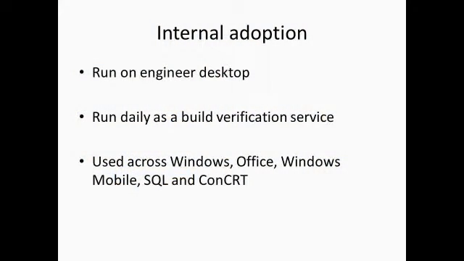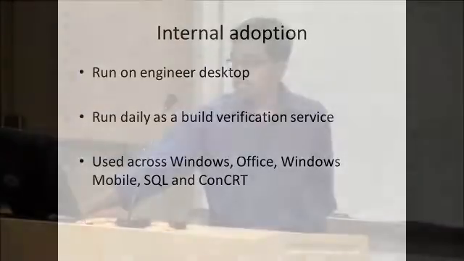Next, about internal adoption in Windows. So today we run these tools on the engineered desktop. So every developer that writes code and compiles would have EspC running in the background process. And all these concurrency warnings would show up on the desktop. This way we are fixing thousands of warnings even before they are getting into the code base. We also run these tools daily as a build verification service. So even if a developer checks in a concurrency warning in the code base, we have a daily build verification service that would flag these errors, and the developer would need to fix these errors before code can move out of the branch. So this ensures we have a high quality product which doesn't have these concurrency warnings.